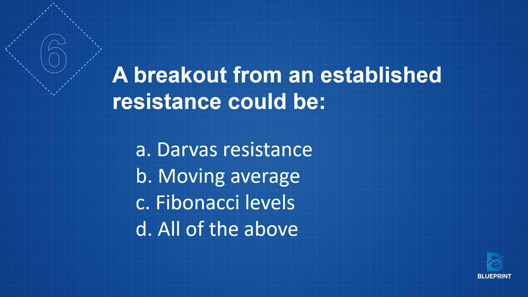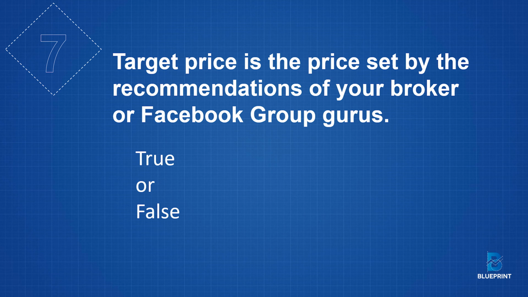Yan. Number 7, target price is the price set by the recommendations of your broker or Facebook group gurus. True or false? 5, 4, 3, 2, 1. False. Hindi nga, di ba? You have your own mind. You can trade your own. Kaya ka nagbo-blueprint para hindi ka na umaasa sa mga gurus na yan. Kasi sometimes, hinahype nila yung price. Right? So we want to avoid that.